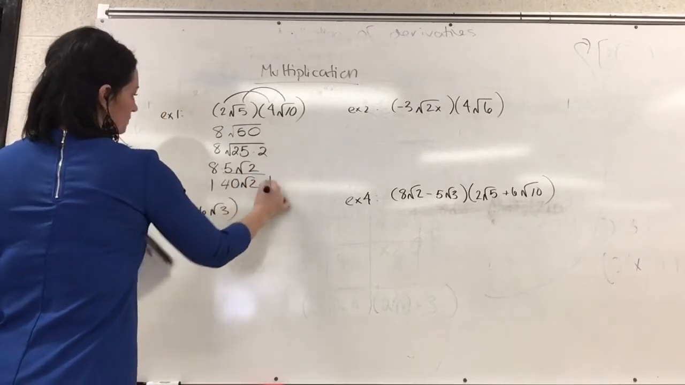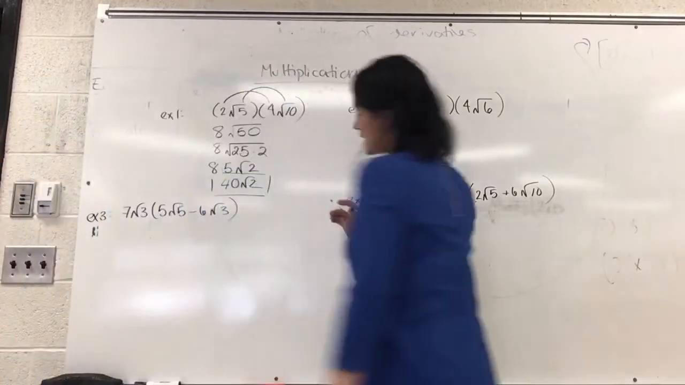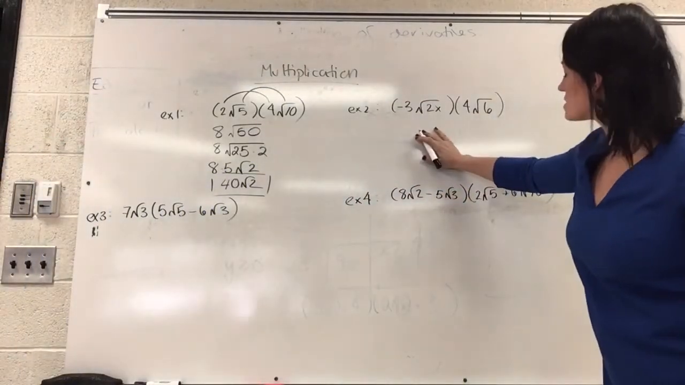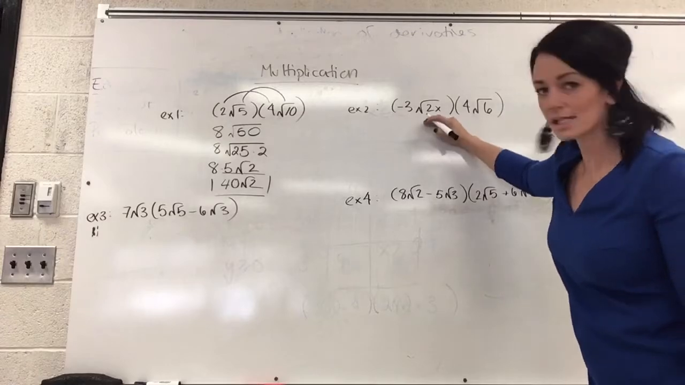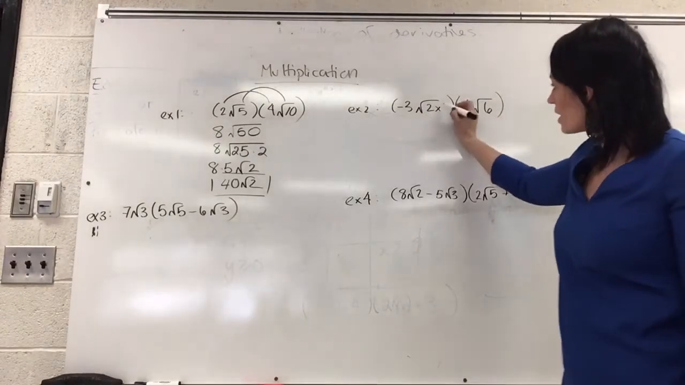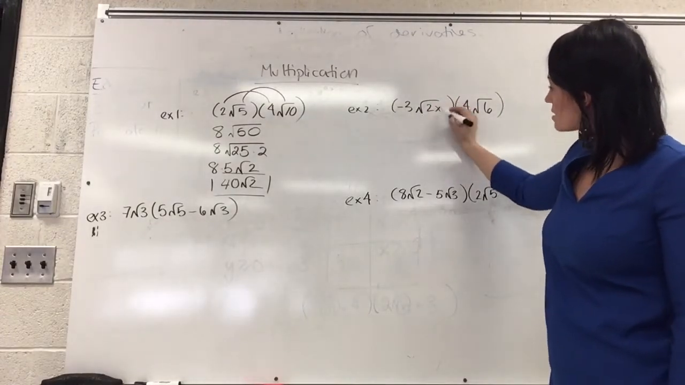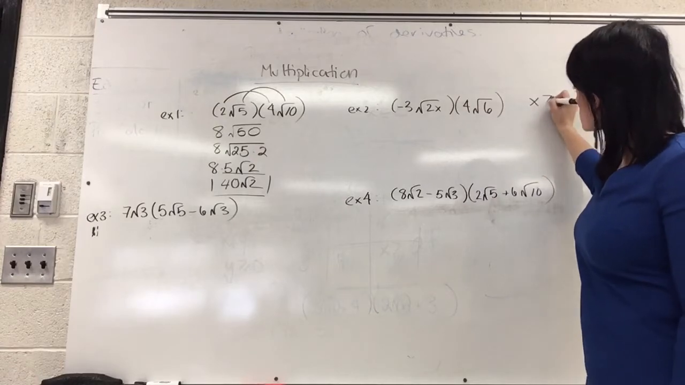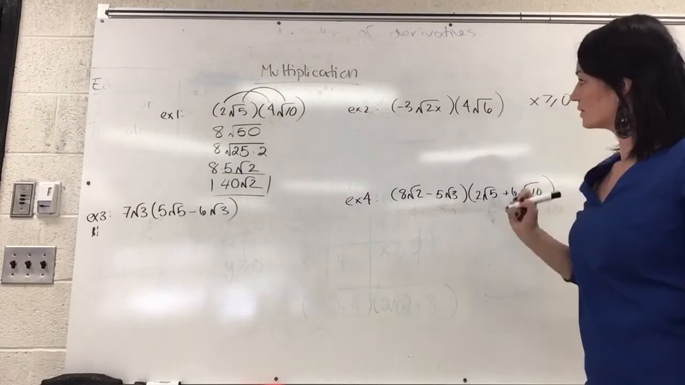All right, so next one we're going to look at here. This one you have to be careful. As soon as we're doing anything that has an x, we need to state restrictions. So remember, everything underneath the radical has to be positive. So the restriction in this question is that x has to be greater than or equal to 0.